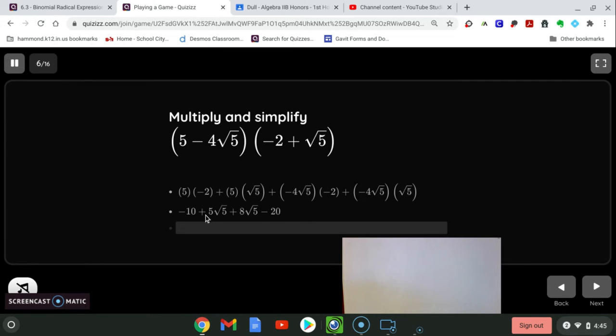So negative 10 plus 5 square root 5 plus 8 square root 5 minus 20. Now I do have the same radical, like radical terms. So I can combine those. 5 turtles plus 8 turtles is 13 turtles. So 5 times square root 5 plus 8 times square root 5 is 13 times the square root of 5. And then my two constants, negative 10, negative 20, gives negative 30 plus 13 times square root 5.